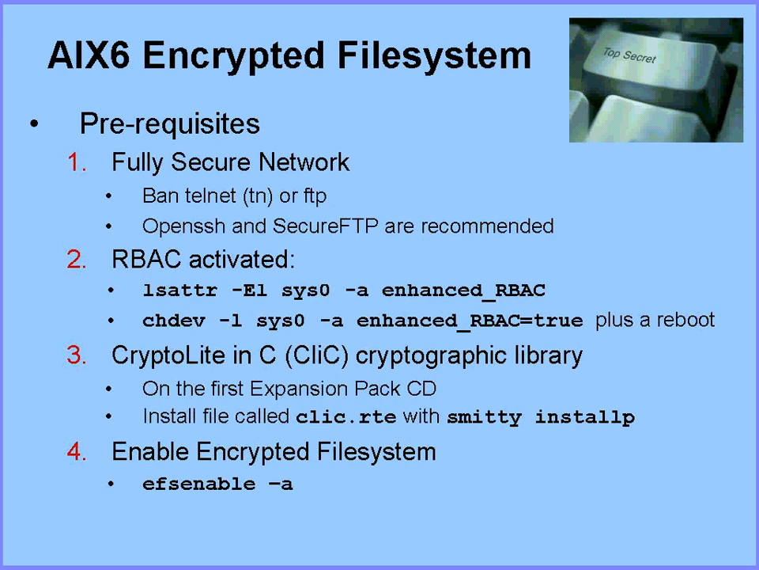Next, we have to have RBAC switched on. This is part of AIX6 and on by default, but here are the two commands to check that it is enabled and switch it on if necessary. We also need the CLiC crypto library, and that's on the expansion pack. We simply install that. And fourthly, we use this efs_enable command to switch on our encryption.